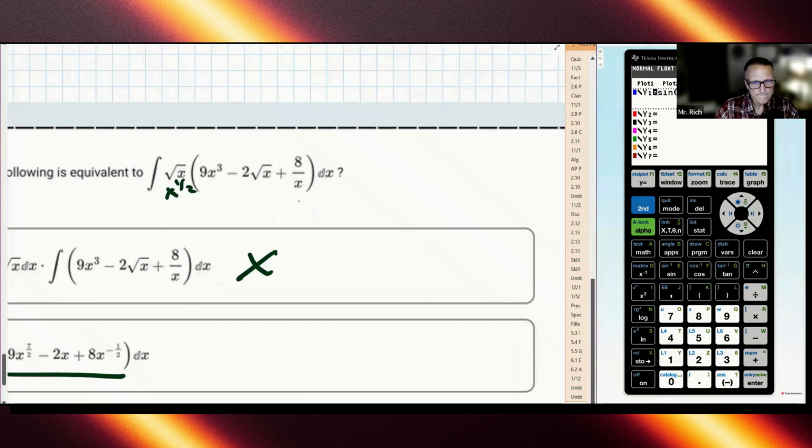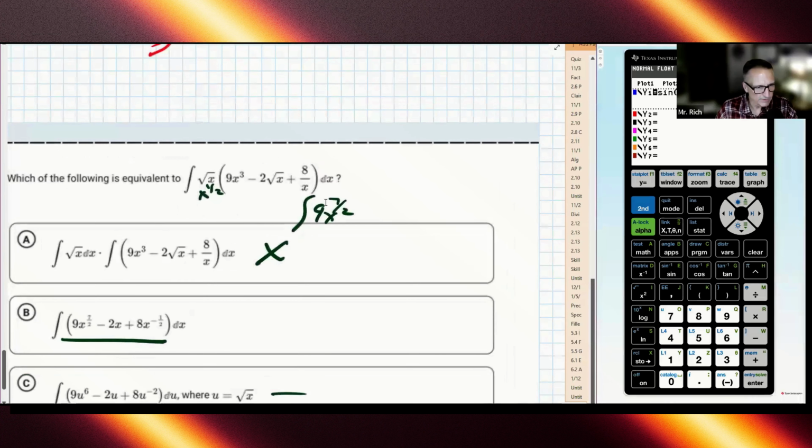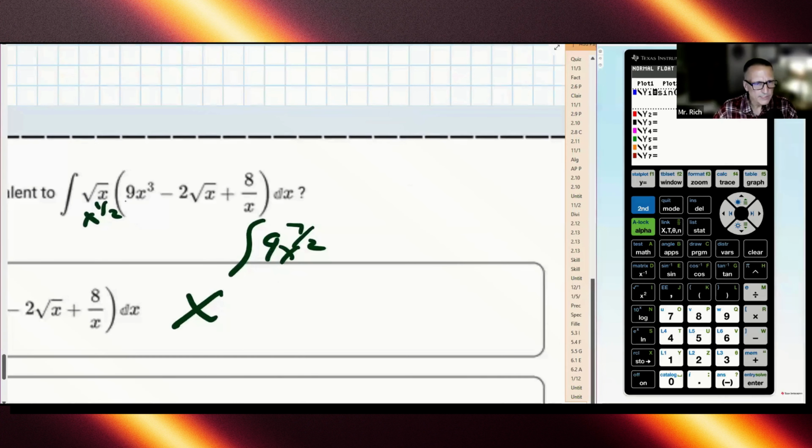If I did that, then this would become the integral of 9 x to the 7/2, right? 3 plus 1/2 would be 7/2, so x to the 7/2. Is that one of the answers there? Yeah, okay, I kind of like B. The next thing would be minus 2x, root x times root x. This would be 8x to the minus 1 when I bring the x up by the negative exponent rule.